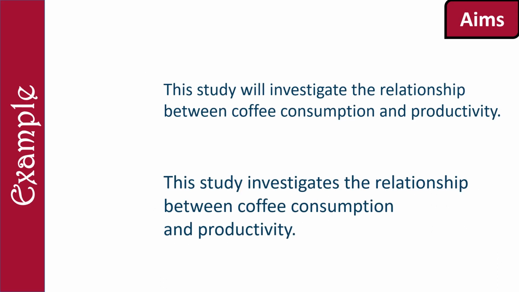This time, let's analyze some practical examples on how to write an abstract. First example, this study will investigate the relationship between coffee consumption and productivity. This example is incorrect. As you can see, the verb form is in the future tense. But this is the correct way, guys. This study investigates the relationship between coffee consumption and productivity since it is expressed in present tense.